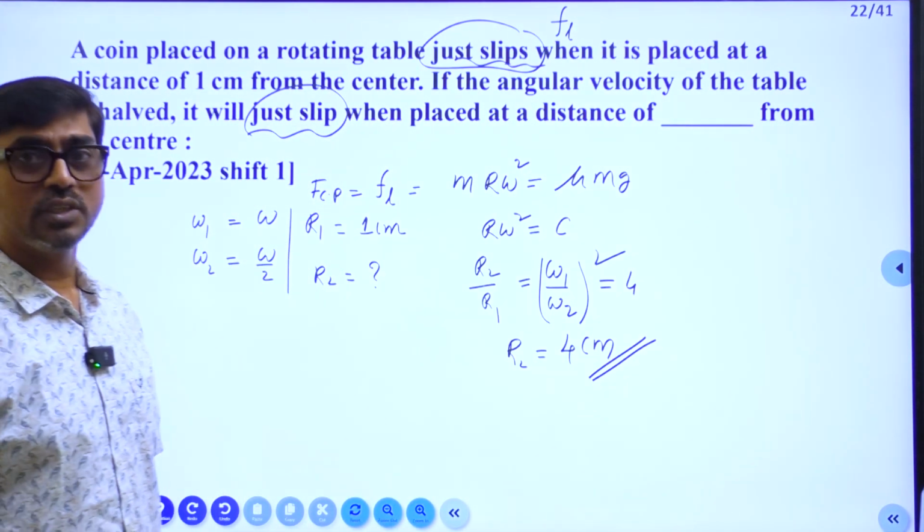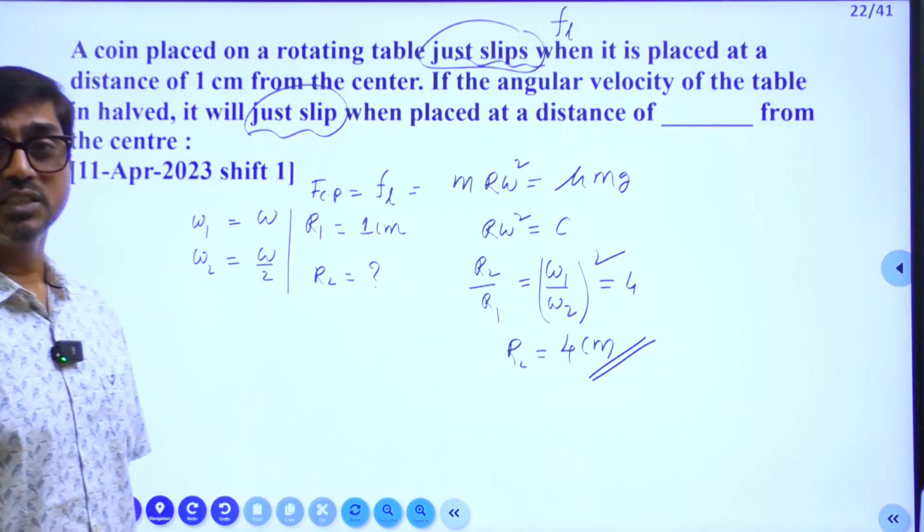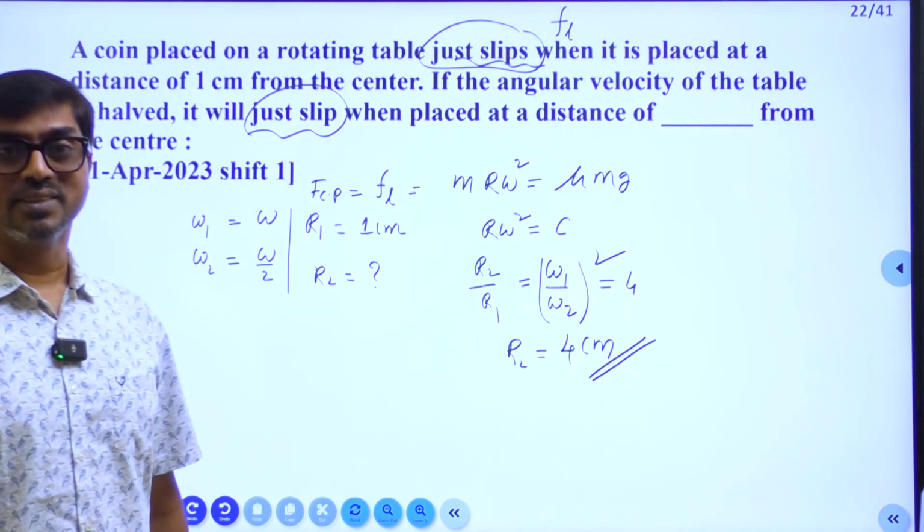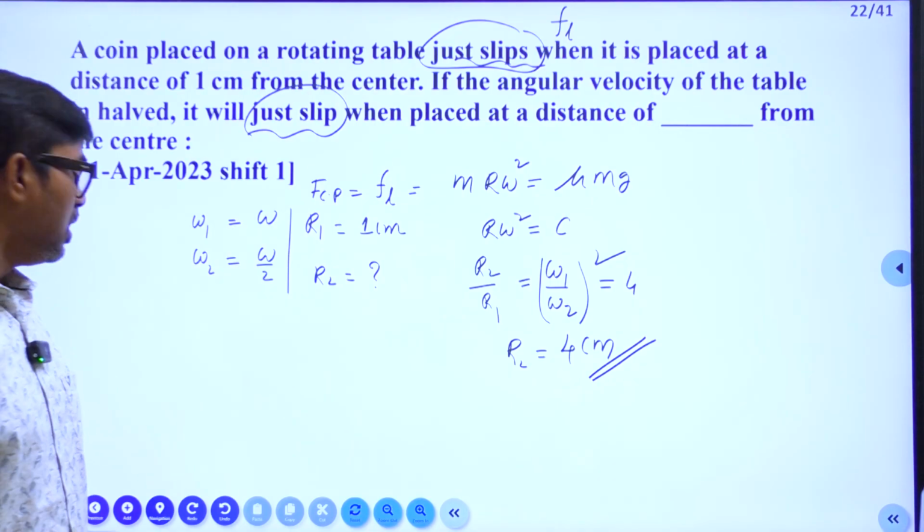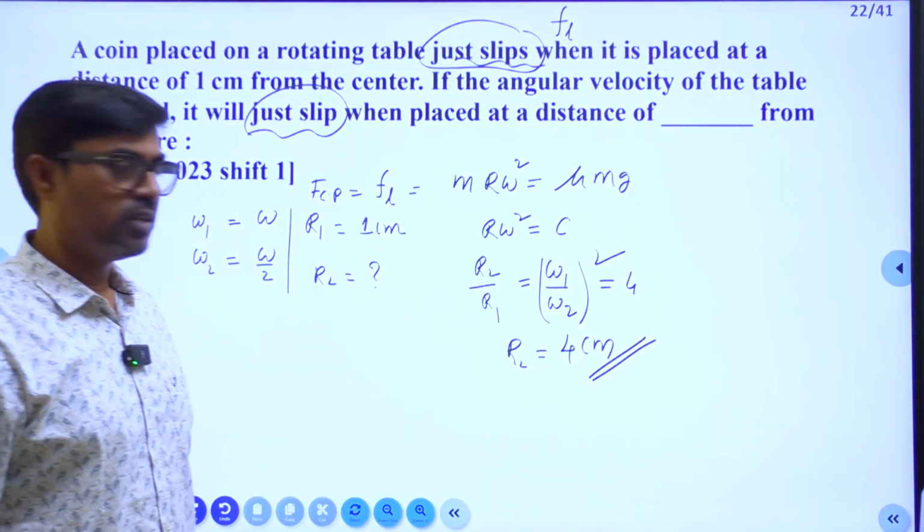So what is the centripetal force here? Static friction. And what is the direction of static friction here? Perpendicular to velocity. Need not be opposite to velocity, as some of the students may have that misconception.